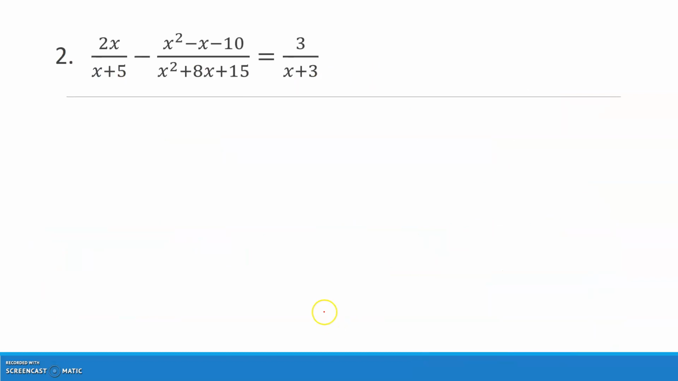Okay, second example here. We're going to do the same thing. We're going to factor the denominator. So x plus 5, that's prime. X squared plus 8x plus 15, that's not prime. Use your plus and minus table chart to factor that out if you need to, but that is x plus 5 times x plus 3, okay? And then the last fraction, x plus 3, that is prime.